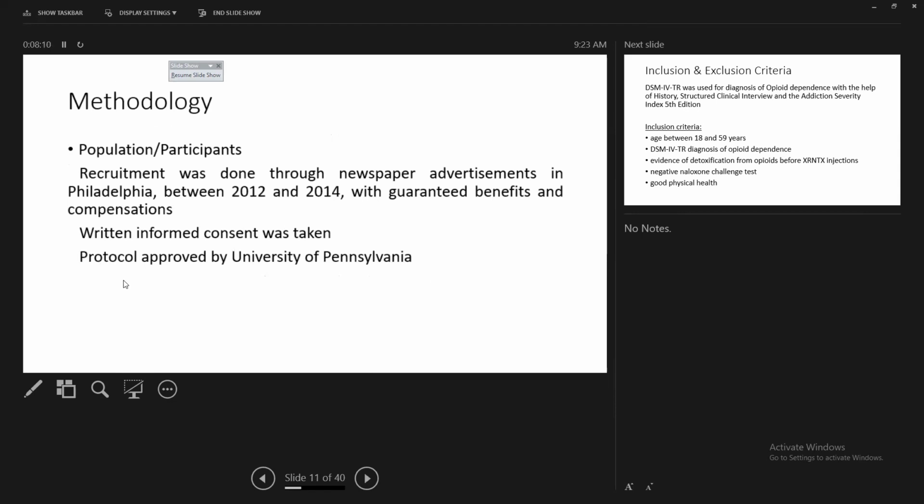2012 and 14 with guaranteed benefits and compensations. It seems very huge, but they have actually given nothing much. They've just compensated for the travel and all. Okay, you can find the supplementary materials also in the main article. Written informed consent was taken and the protocol was approved.